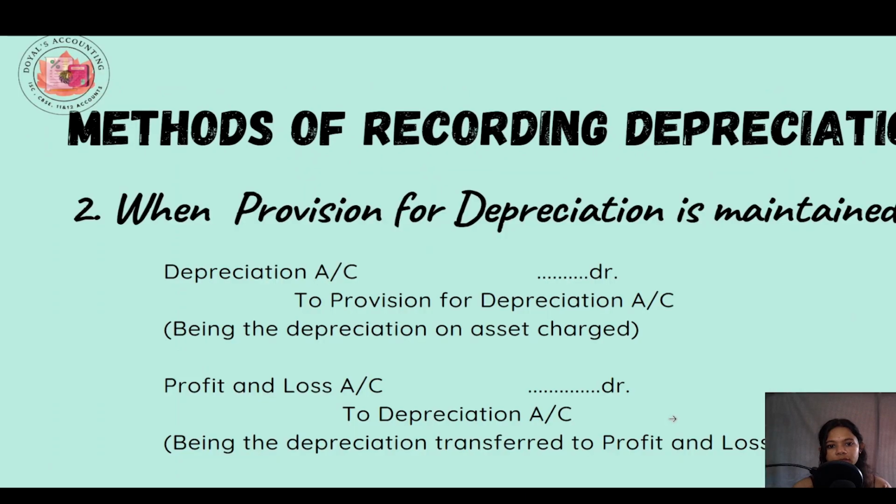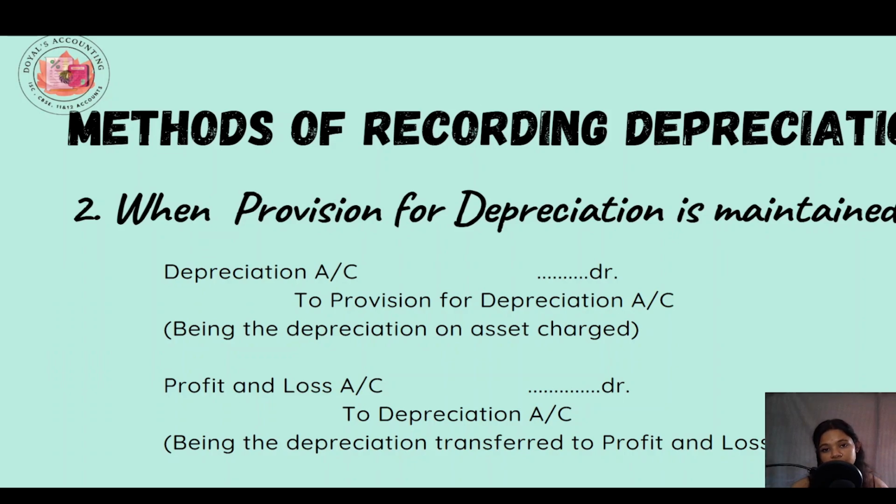Let's see the second method. Now the second method is when provision for depreciation is maintained. So what is a provision? Provisions are usually amounts which are set aside to meet an expected loss. So this amount is removed from your profit and loss account to meet a known loss.